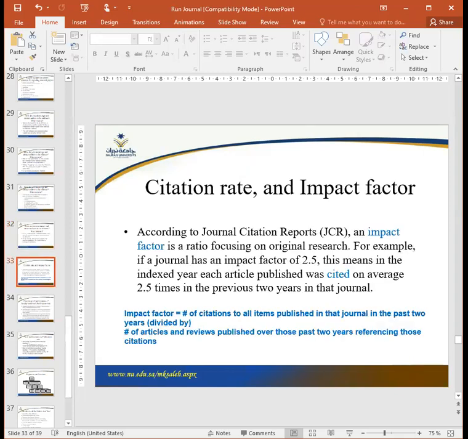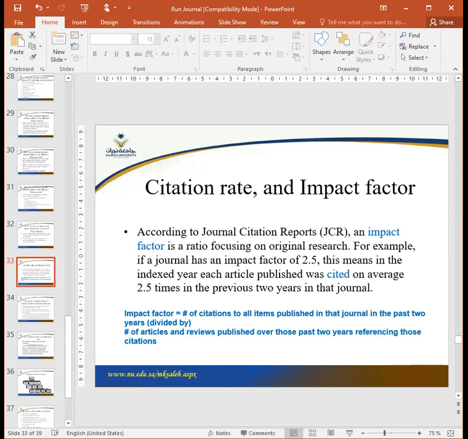Okay, citation rate and impact factor. According to the Journal Citation Reports, JCR, the impact factor is a ratio focusing on original research. Let's take an example. If the journal has an impact factor of, let's say, 2.5, this means in the indexed year, each article published was cited on average 2.5 times in the previous 2 years in that journal.